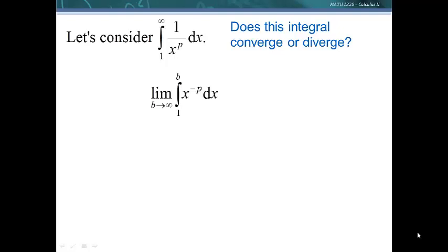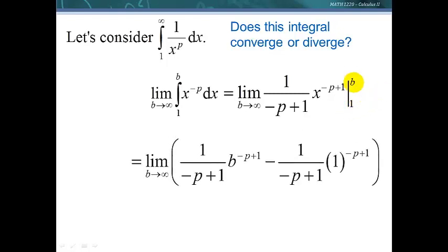So when we integrate this, we're going to need to have one higher power, so there'll be a plus 1 added here, and then we'll need to multiply by the reciprocal of that power. So we still have our limit as b goes to infinity. Here is the reciprocal of our power, and then here is one higher power, and we need to evaluate this from 1 to b. So substituting in those limits, we have this.